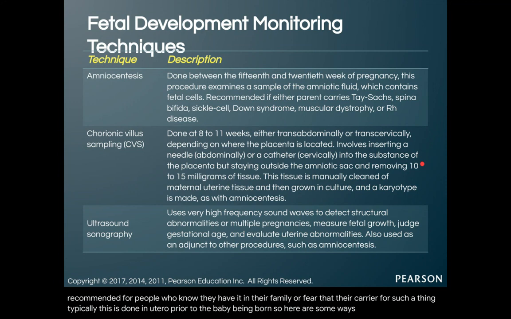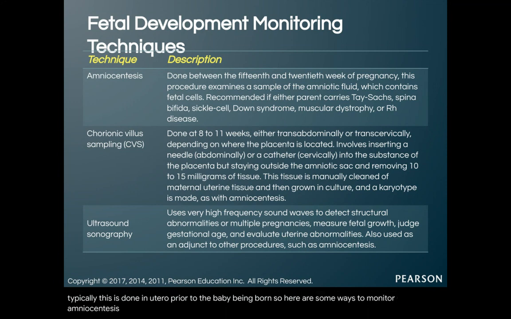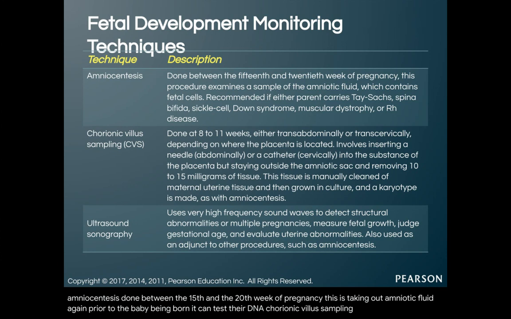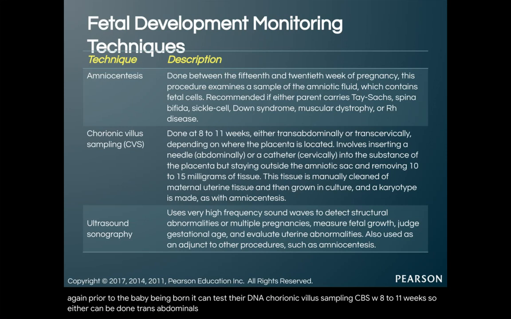Typically, this is done in utero prior to the baby being born. So here are some ways to monitor. Amniocentesis, done between the 15th and the 20th week of pregnancy. This is taking out amniotic fluid. Again, prior to the baby being born, it can test their DNA. Chorionic villus sampling, CVS, done at 8 to 11 weeks. So either can be done trans-abdominally or trans-cervically. And it again involves a needle going into the placenta or the amniotic sac.